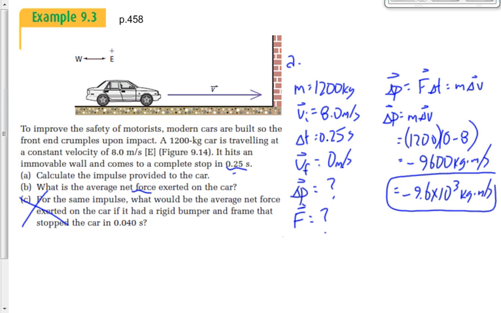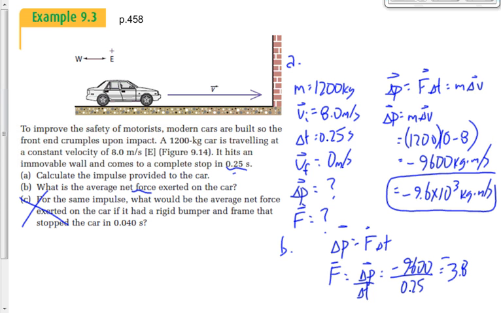Now B. B says, what's the average net force? Now let's say delta P is equal to F times t. Because we have delta P, and we have t. It's negative 9,600 divided by a time of 0.25 seconds. Negative 3.84 times 10 to the 4.